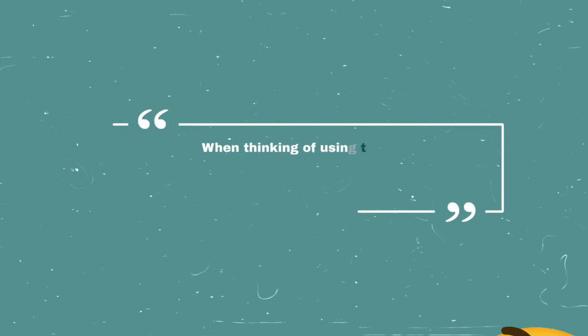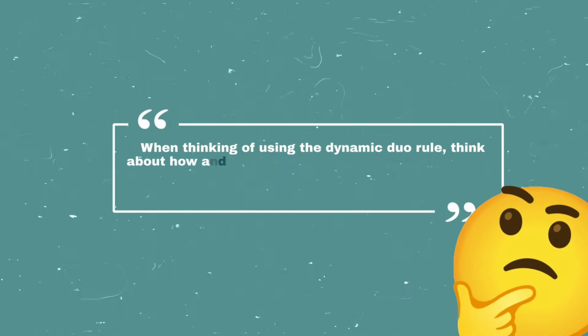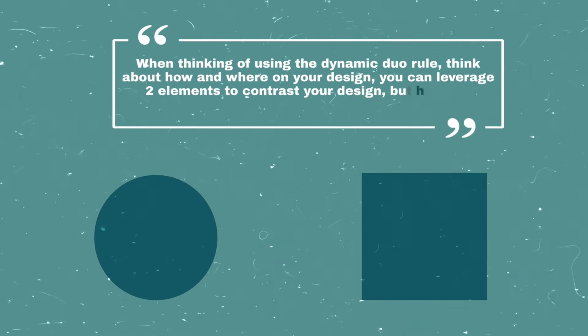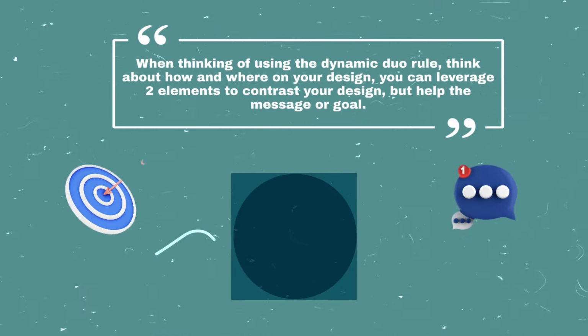When thinking of using the dynamic duo rule, think about how and where on your design you can leverage two different elements of contrast that work together to express the message or the goal of your design.